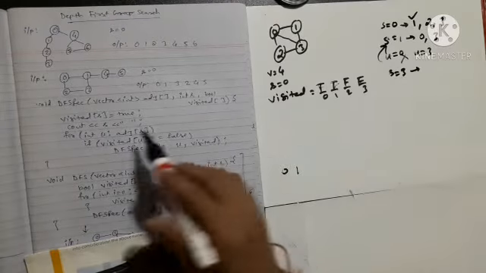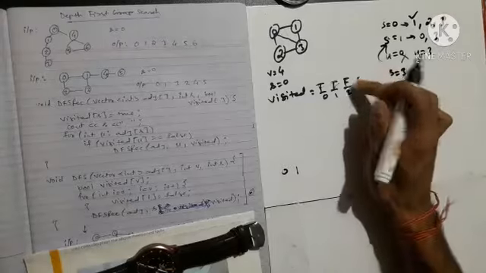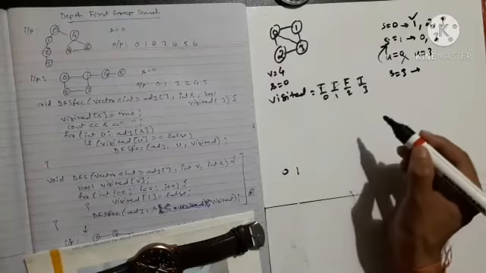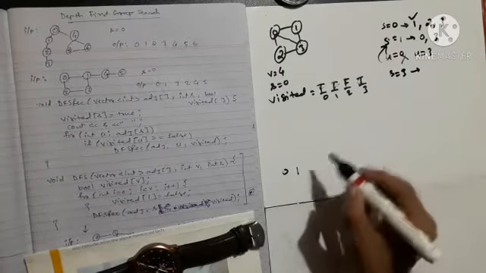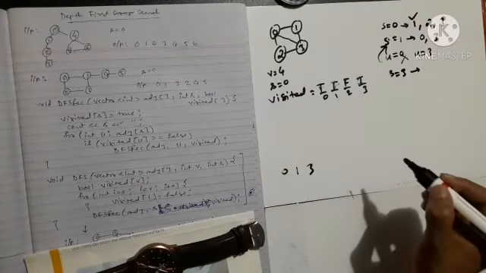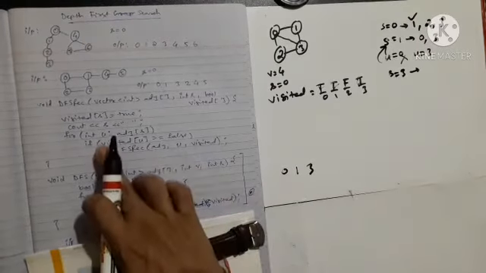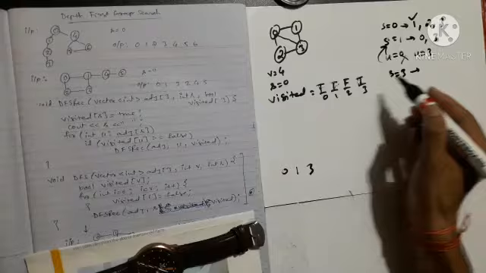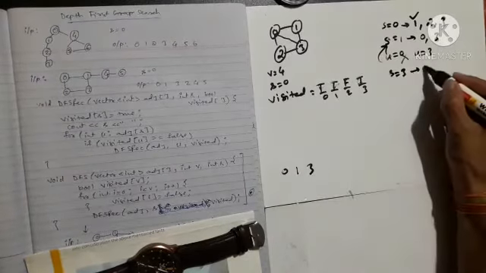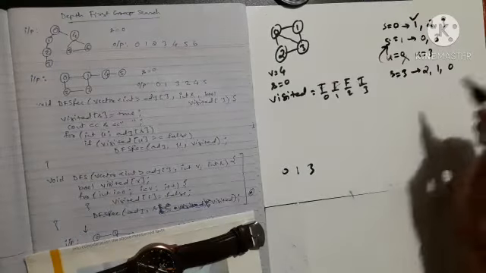Now s is equal to 3. So let's make it true, and let's print it also. Okay, I have printed it, and now I will call for the neighbors of 3. What are the neighbors of 3? 2, 1 and 0.